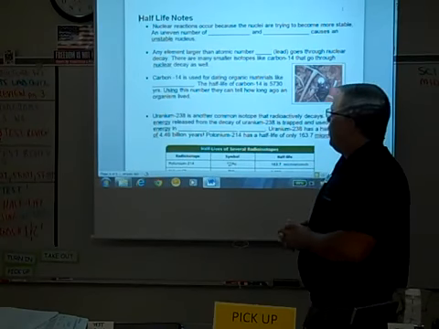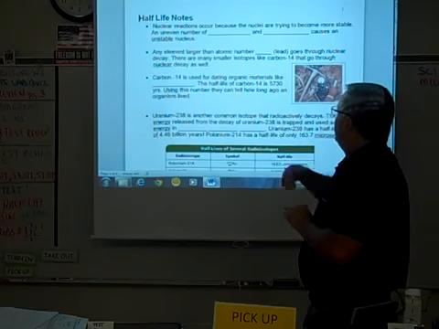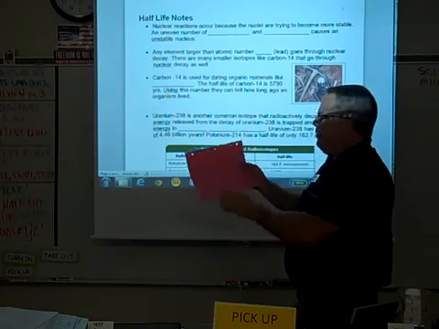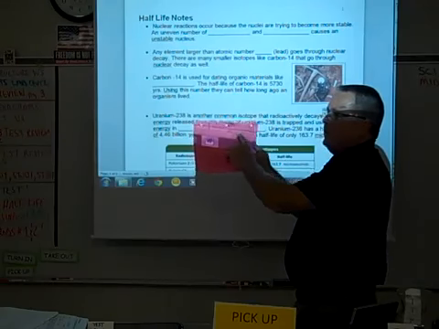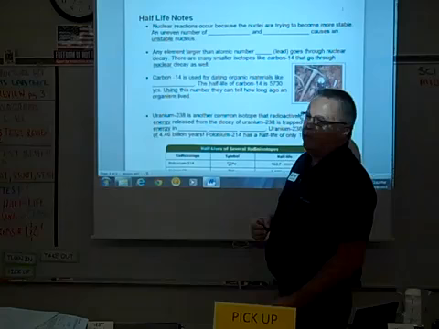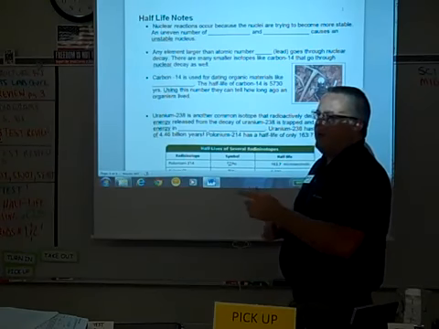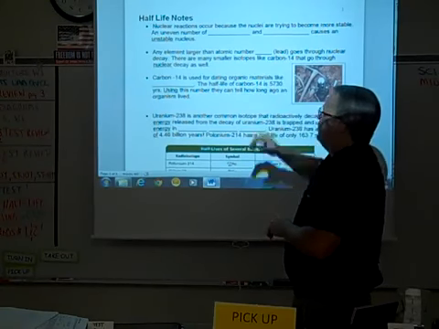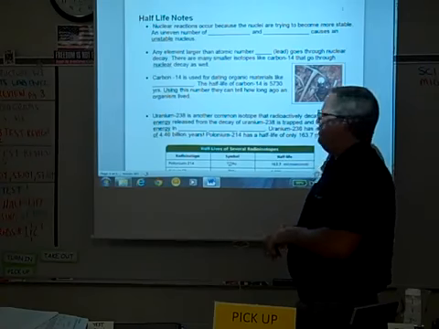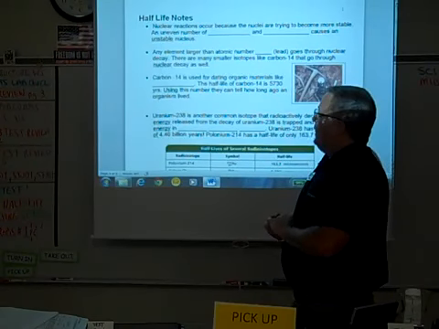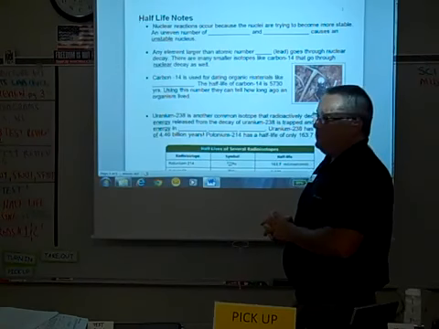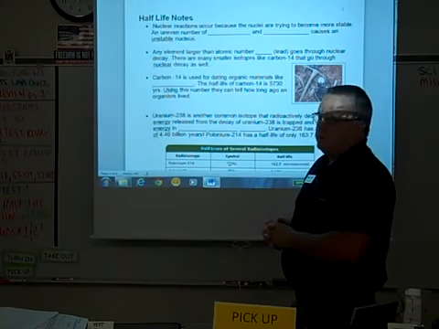There are many smaller isotopes like carbon-14. If you remember, carbon has an atomic number of 6. Its most common isotope was 12, if you remember rounding the atomic mass to get the mass number of 12. But this one we're talking about, carbon-14, one of the isotopes, not as common as carbon-12, goes through nuclear decay as well. Carbon-14 is used for dating organic materials, like fossils and such.